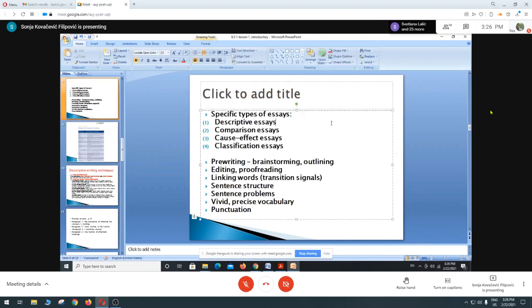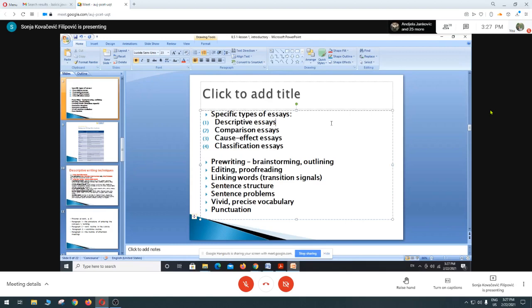Then we're going to analyze and practice writing 4 types of essays: descriptive essays, comparison essays, cause-effect essays, and classification essays. Before you start writing, we have to be skilled in the pre-writing process. We have to do the brainstorming, so the collecting of ideas, everything that comes to mind in relation to a topic, then discarding the ideas that you're not going to be discussing, and finally making an outline. Then comes the process of editing and proofreading.